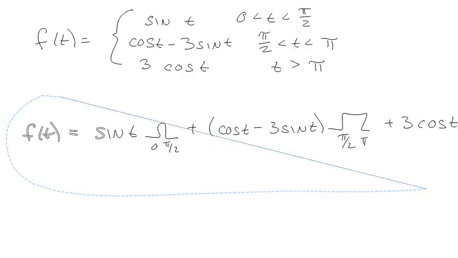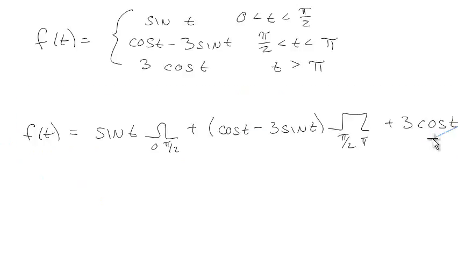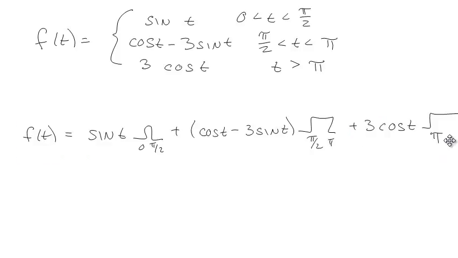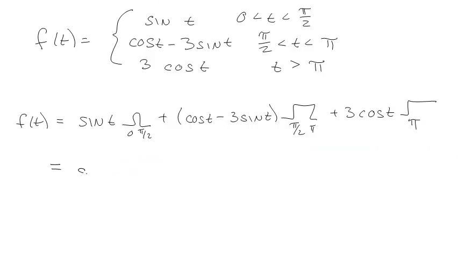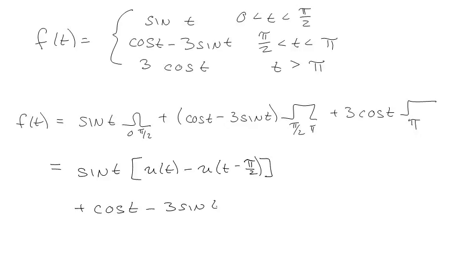And I will make it smaller so you can see what I'm doing. There we go. Okay, so that's fun. So that's going to be sine of t times the unit step starting at t minus the shifted unit step, t minus pi over 2, and then this thing, u t minus pi over 2, minus u t minus pi.